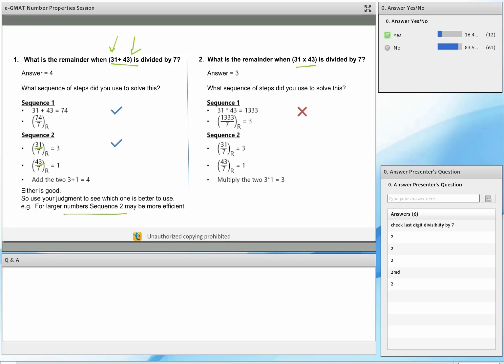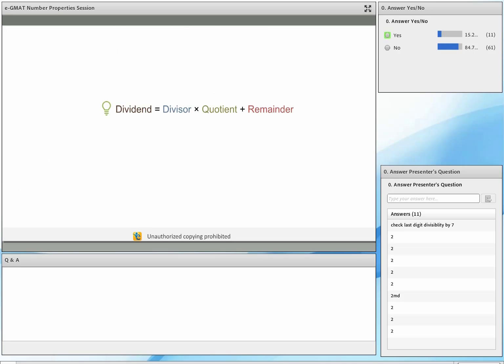You would follow sequence number 2, absolutely, right? Because sequence number 1 will become a lot more laborious unless one of the numbers is divisible by 7. Then it's a whole different ball game, right? So sequence number 2 is definitely more efficient.